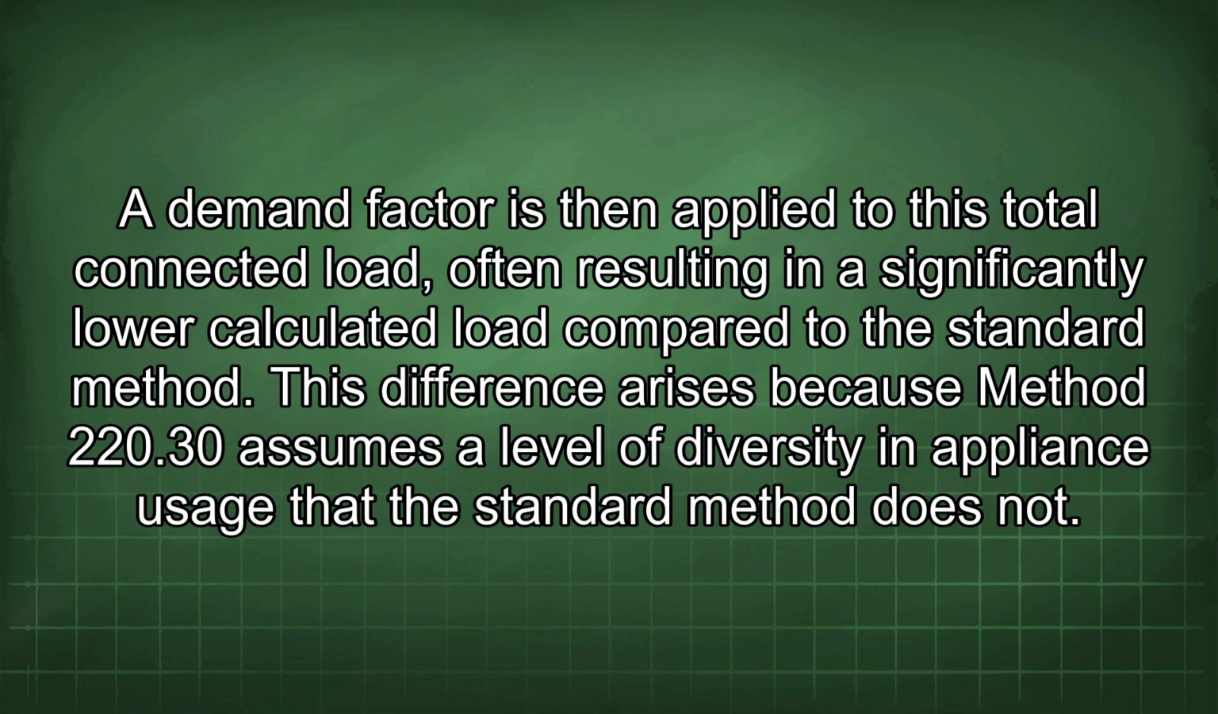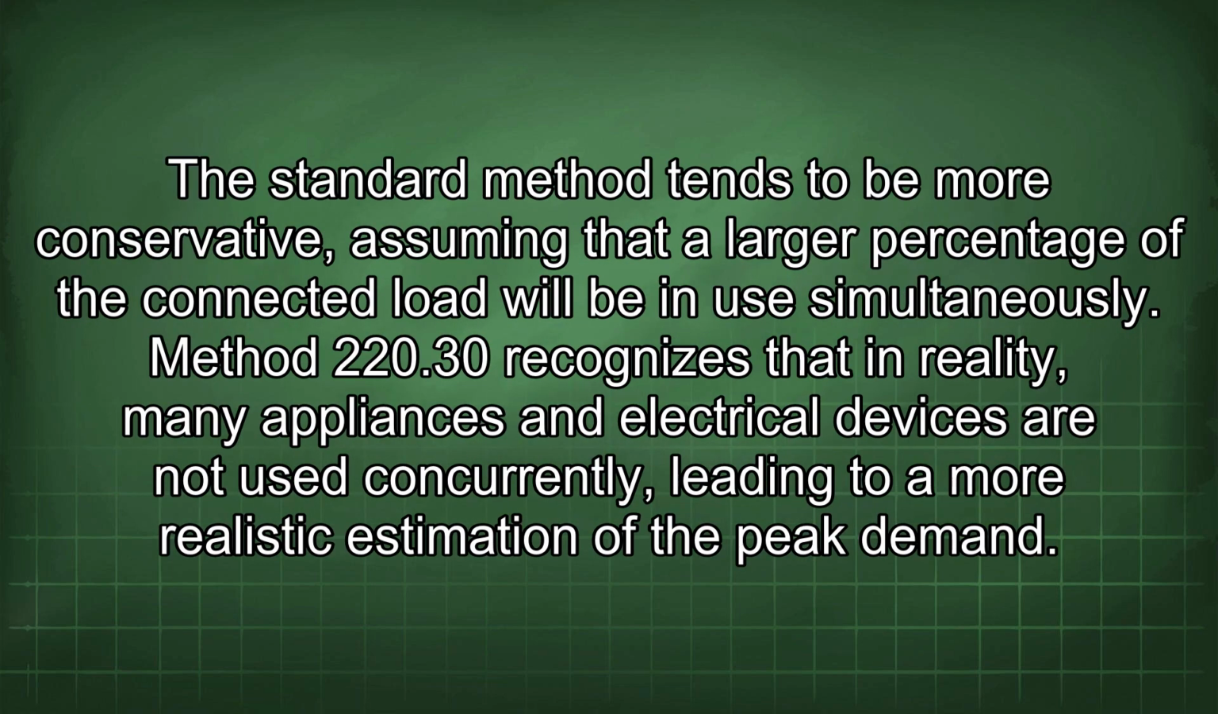This difference arises because method 220.30 assumes a level of diversity in appliance usage that the standard method does not. The standard method tends to be more conservative, assuming that a larger percentage of the connected load will be in use simultaneously. Method 220.30 recognizes that in reality, many appliances and electrical devices are not used concurrently, leading to a more realistic estimation of the peak demand.